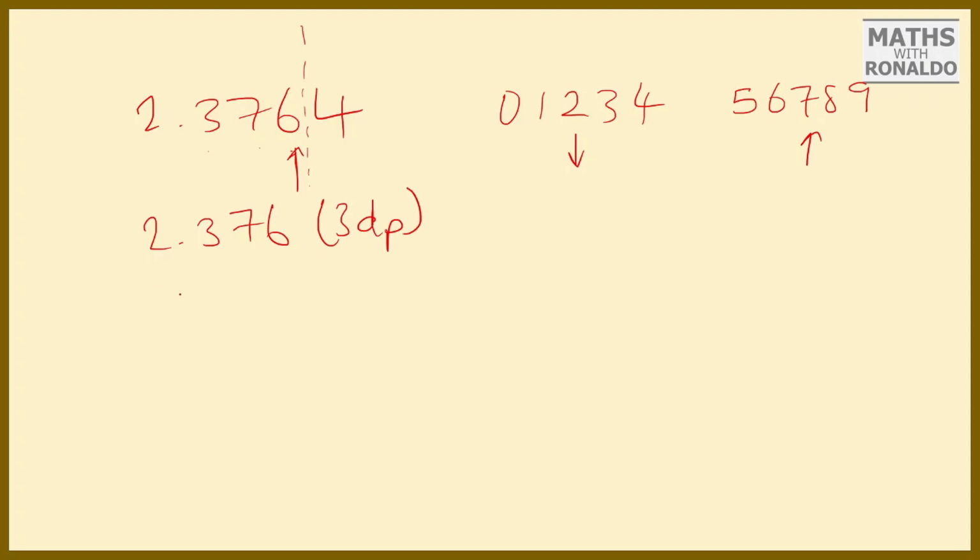If we were to round to 1 decimal place here, well, we have a 7 after the dotted line. 7 is a 5, 6, 7, 8 or 9, and that means we round up. So it's 2.4, not 2.3, to 1 decimal place. It's usually preferable to use this bit here in brackets, 1 dp or 2 dp, just to make sure the examiner knows how much you've rounded to.